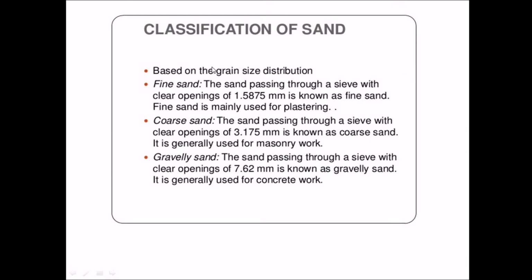Then sands are classified based on grain size distribution: fine sand, coarse sand and gravelly sand. Fine sand is the sand passing through a sieve with a clear opening of 1.5875 mm, and fine sand is mainly used for plastering. Coarse sand is the sand passing through a sieve with clear opening of 3.175 mm, and it is generally used for masonry work. Gravelly sand is the sand passing through the sieve with clear opening of 7.62 mm, and it is generally used for concrete work.